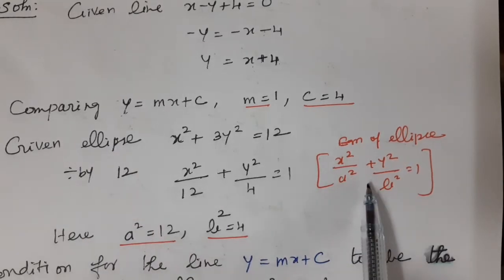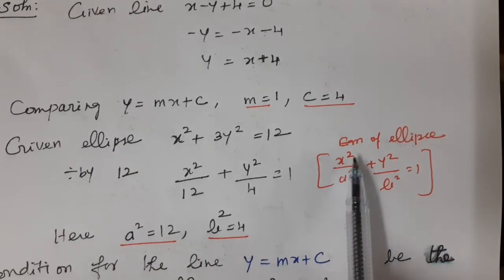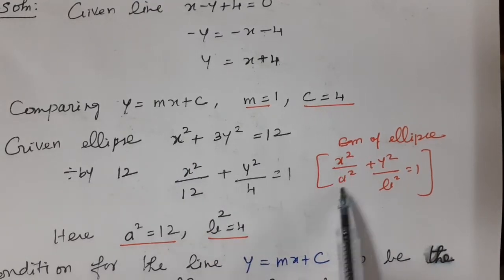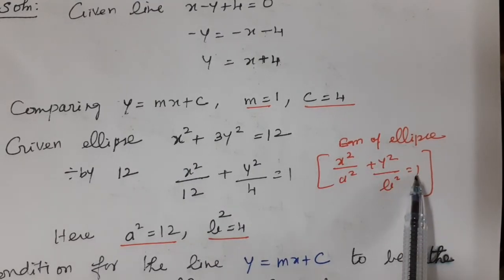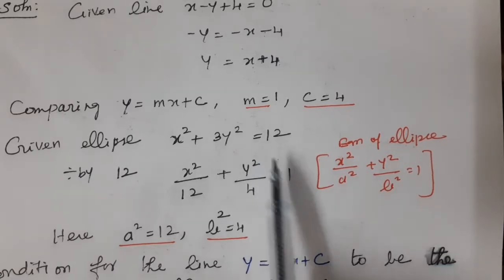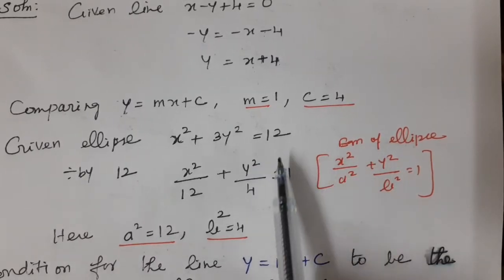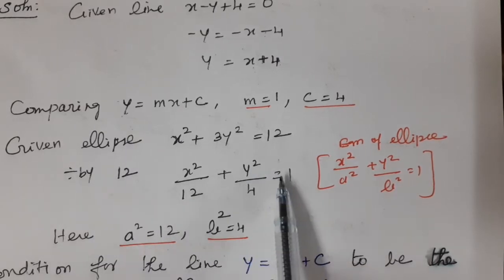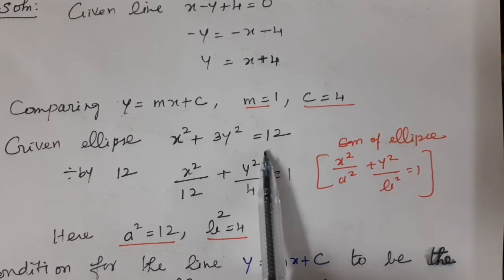So we convert the given ellipse to the standard form, x square by a square plus y square by b square equal to 1. We want the right hand side to always be 1. So the equation is divided by 12, and the right hand side becomes 1.